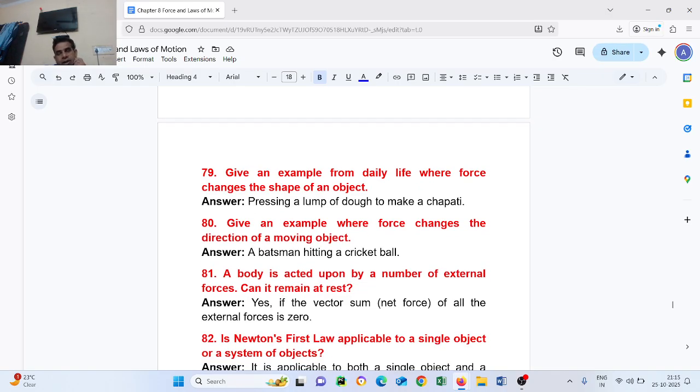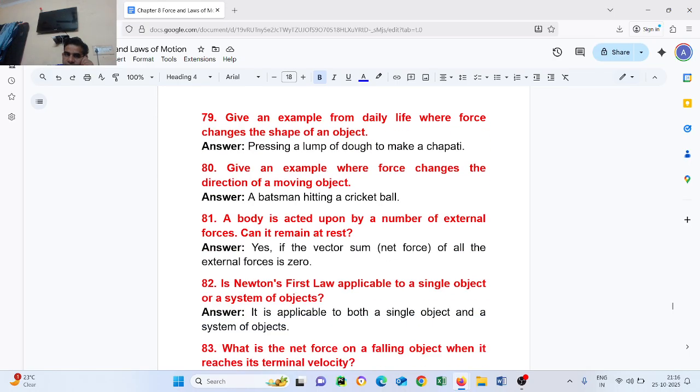Question number 81. A body is acted upon by a number of external forces. Can it remain at rest? Answer is yes, if the vector sum of all the external forces is 0. Question number 82. Is Newton's first law applicable to a single object or a system of objects? Answer: it is applicable to both a single object and a system of objects.